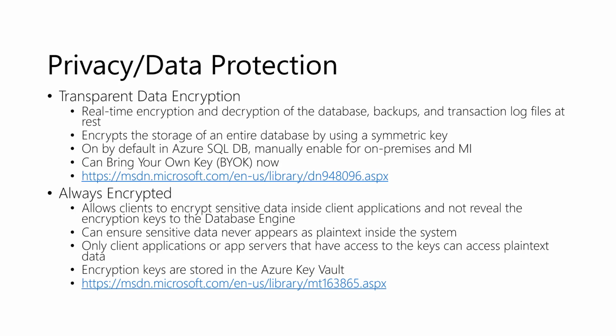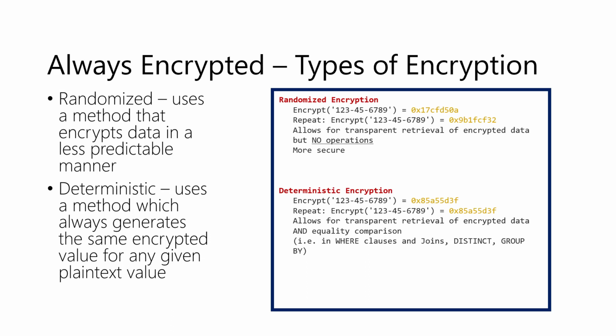We're now able to encrypt that sensitive data within the database so that only those applications that have the keys can query the plain text data. Now, with Always Encrypted, we have two different types of encryption. We have randomized, which uses a method that encrypts data in a less predictable manner. Think of it as every encrypted value getting a unique value, versus deterministic, which uses a method that will always generate the same encrypted value for any plain text.